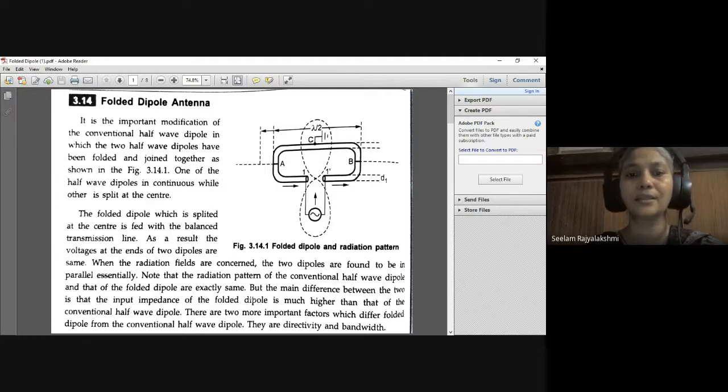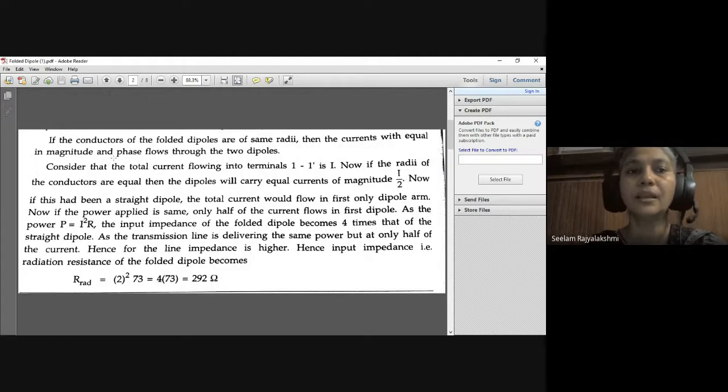Also, there are two more important factors which differentiate the folded dipole from the conventional half-wave dipole. They are directivity and bandwidth. If the conductors of the folded dipole are of the same radii, currents equal in magnitude and phase flow through the two dipoles. Now let us consider the total current flowing into the terminals.